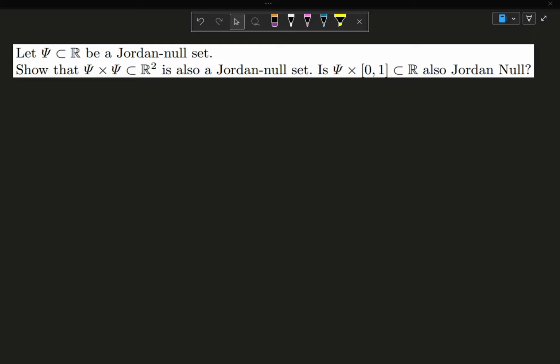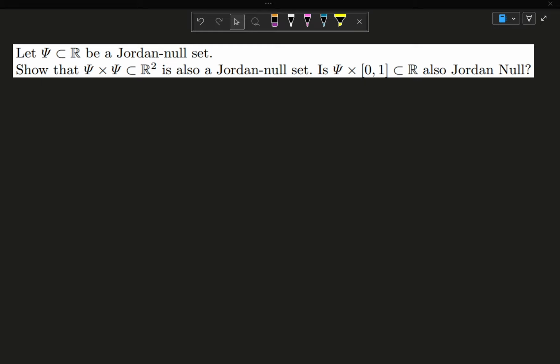In today's lecture, we will be going over Jordan-Null sets. So we are given the following problem. Let psi, a subset of R, be a Jordan-Null set. Show that psi times psi, a subset of R squared, is also a Jordan-Null set. Once we have shown this, we want to prove that psi times the closed interval between 0 and 1, a subset of R, is also Jordan-Null.